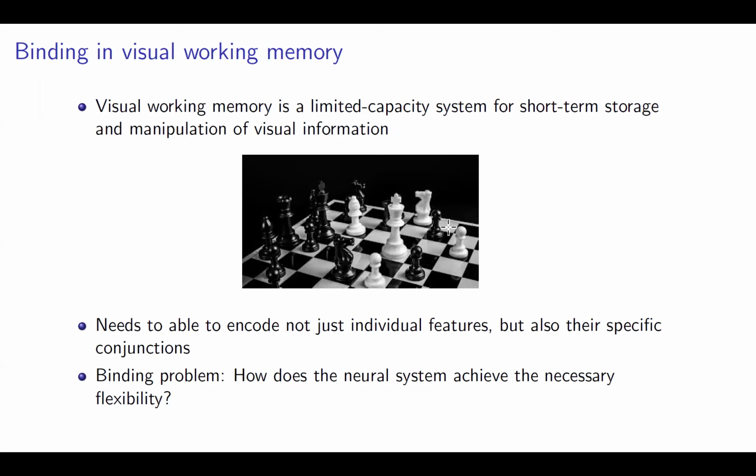For example, if you're playing chess and planning your next move, it's of course very important that you know not only what pieces are there and that there are black and white ones, but what particular piece of what color is on which field in order to play the game. And the binding problem, or one aspect of it, is how the neural system achieves the necessary flexibility in presenting this visual information.